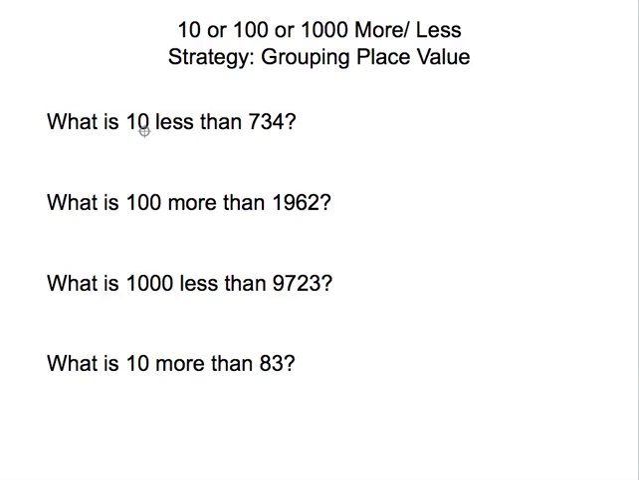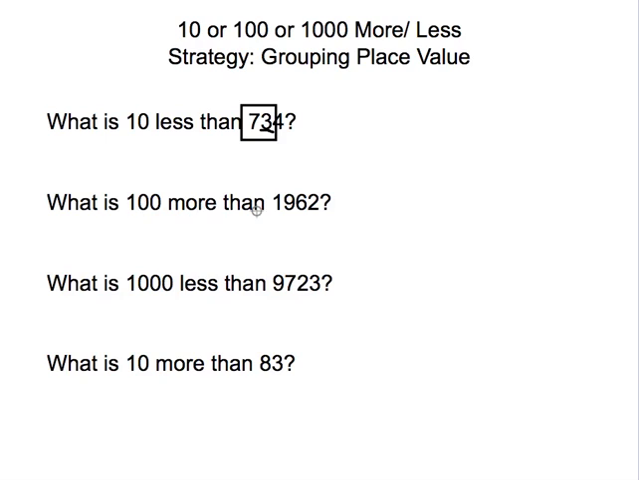When I think about what is 10 less than 734, I know that my tens place value is the 3, but instead of just thinking of it as a 3, I could group it together with everything to the left of it, which would make it 73 tens.